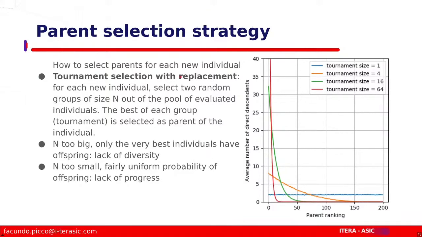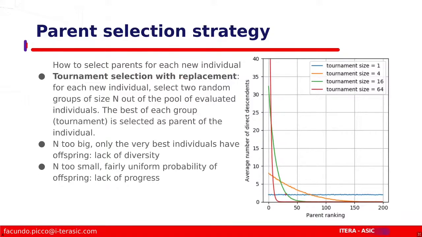Now, we have said that's how we define how we are going to simulate. And then the next thing we do, after we evaluate all the individuals and we know what the signal to noise ratio at the target BER is for each individual, is to select parents for each new individual that we need to build for a new generation. The strategy we are using is tournament selection with replacement, which basically means that for each new individual that we need to make, we select two groups of random size n, and then we will discuss what n is, out of the pool of evaluated individuals. And then the best of each group is selected as a parent of the individual.